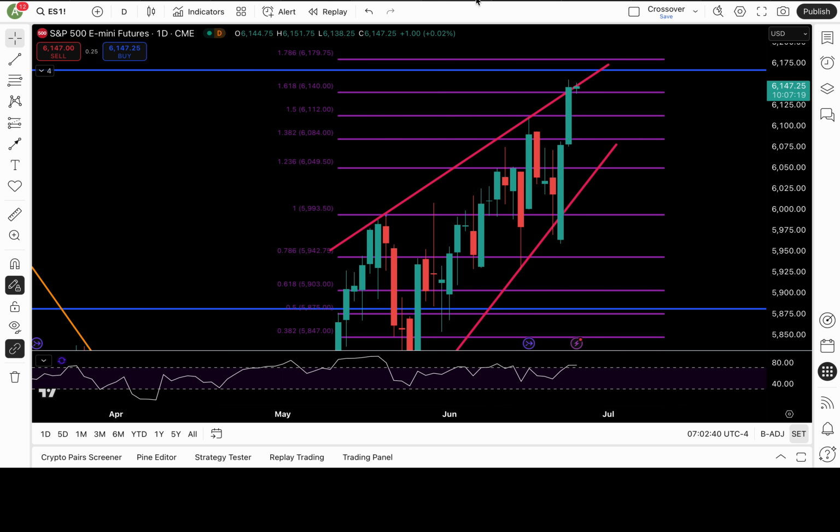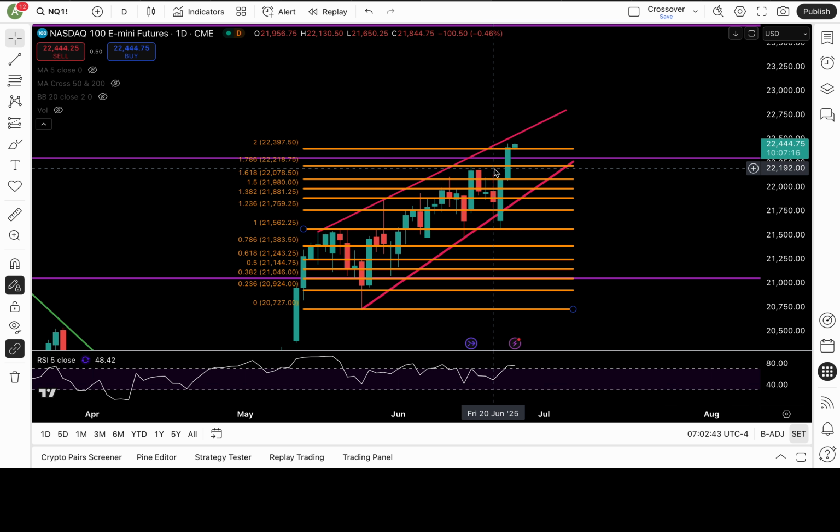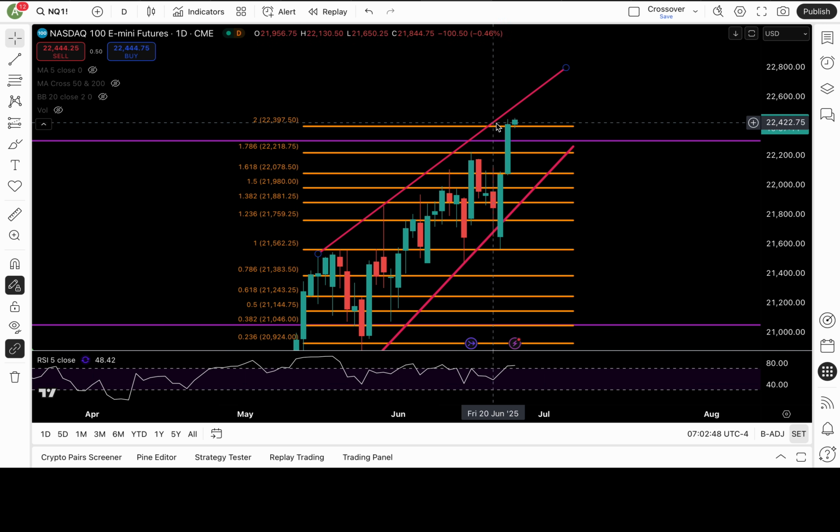So that's futures. We're going to move on to the NASDAQ. This is the NASDAQ. I have different levels for it, obviously. 22,397 is currently my support level. That is a fib level, and it cleared yesterday. You can see it on yesterday's daily chart candle.